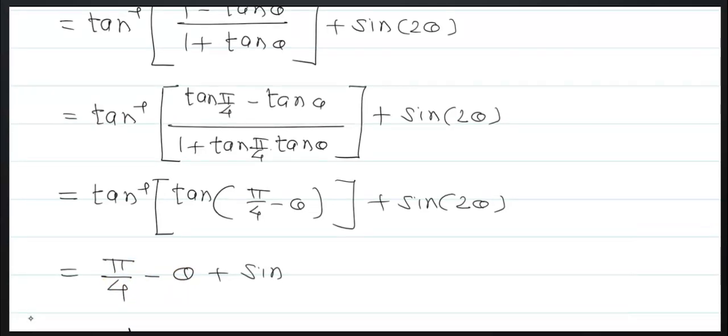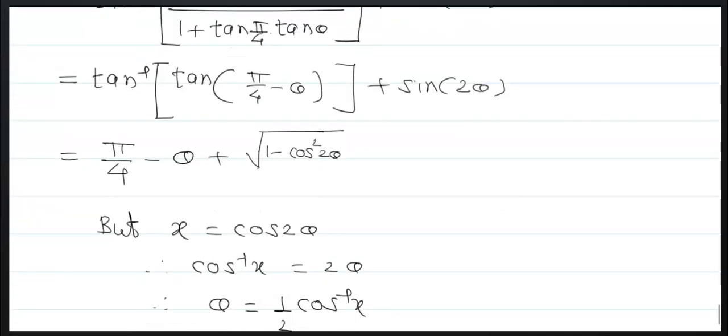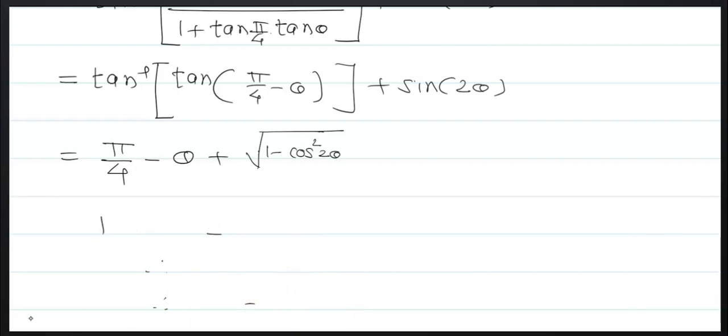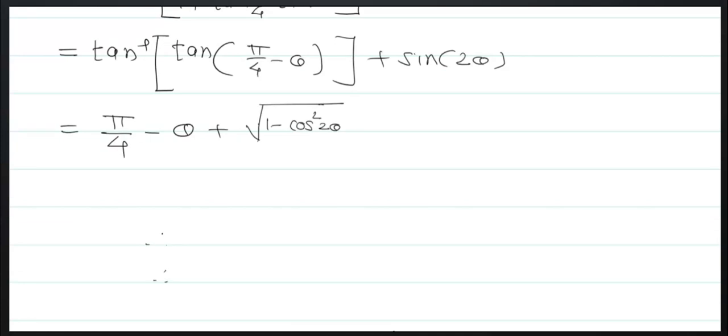Therefore, now sine of 2 times theta can be written as root of 1 minus cos square 2 theta. But what is x? x is equal to cos of 2 times theta. Therefore, 2 theta is equal to cos inverse of x, and theta is equal to 1 upon 2 cos inverse of x. But these are multiple choice questions. You can solve by using the trick method. But what are their solutions? That I am giving here.